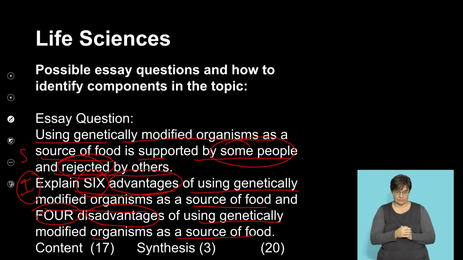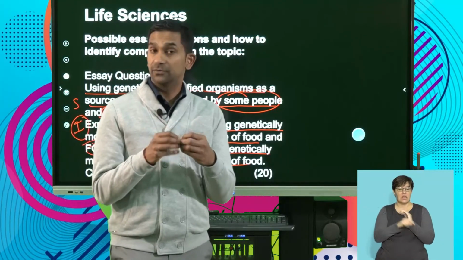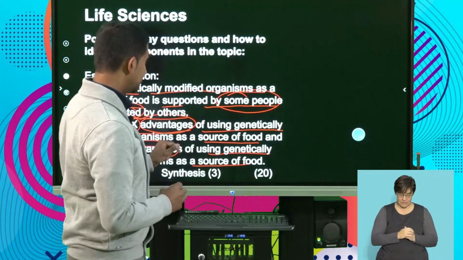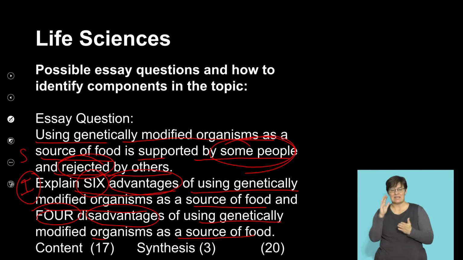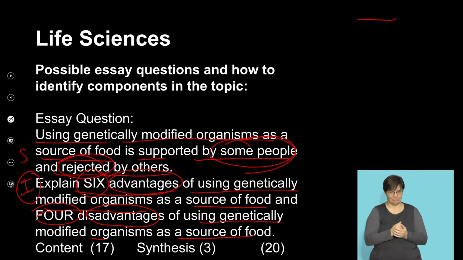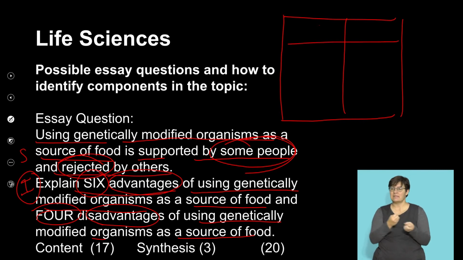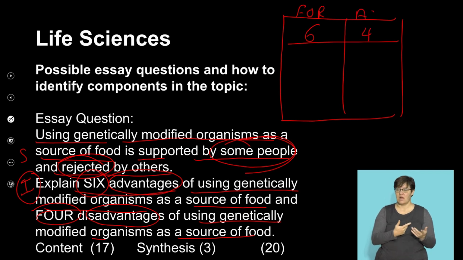So guys, when we unpack this essay, again, the context of genetically modified food is a controversial concept. This essay says that some individuals support them and others are against them. If we were to very quickly look at this, you've got to give 6 facts that are for, and you've got to give 4 facts that are against the use.